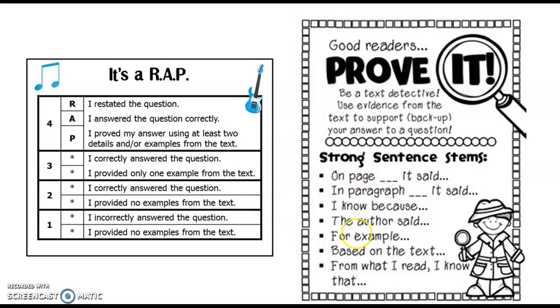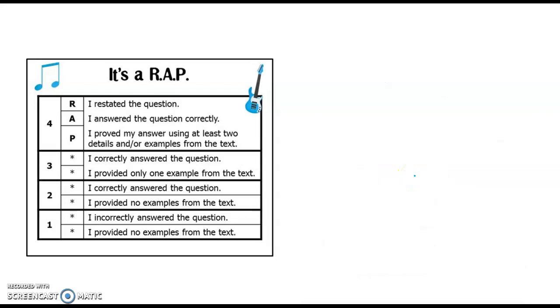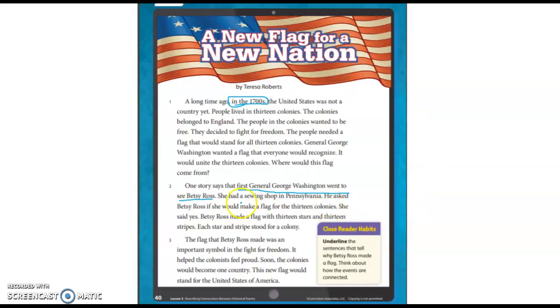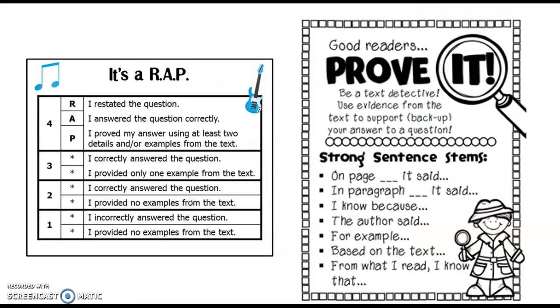So these are just a few examples of text evidence. You might say on page blank, it said. So I might say on page 40, this is page 40, it said, first, General George Washington went to see Betsy Ross. In paragraph 2, it said George Washington went to see Betsy Ross. You might say, I know because, or I know this because. Or the author said, for example, based on the text, from what I read, I know that.